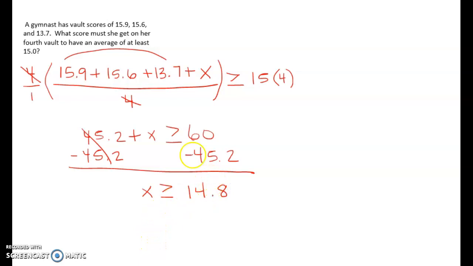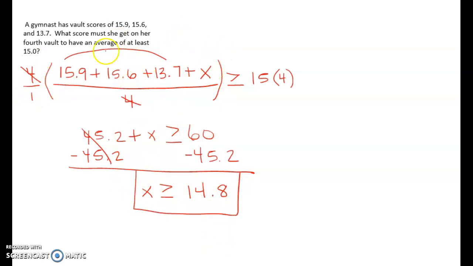So let's see, does that make sense with the other scores? If she needs something at least 15, yeah, it seems like she'd need a little higher than 13.7 to keep her at that higher average of 15. So I think that looks right. I think our work looks right, and so that is our final answer.